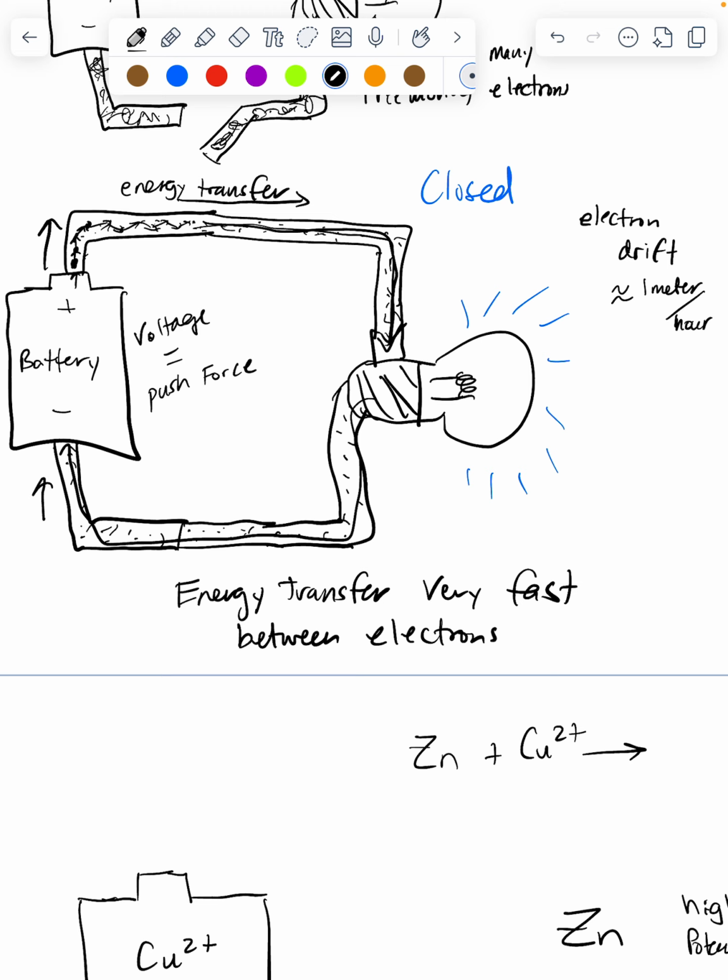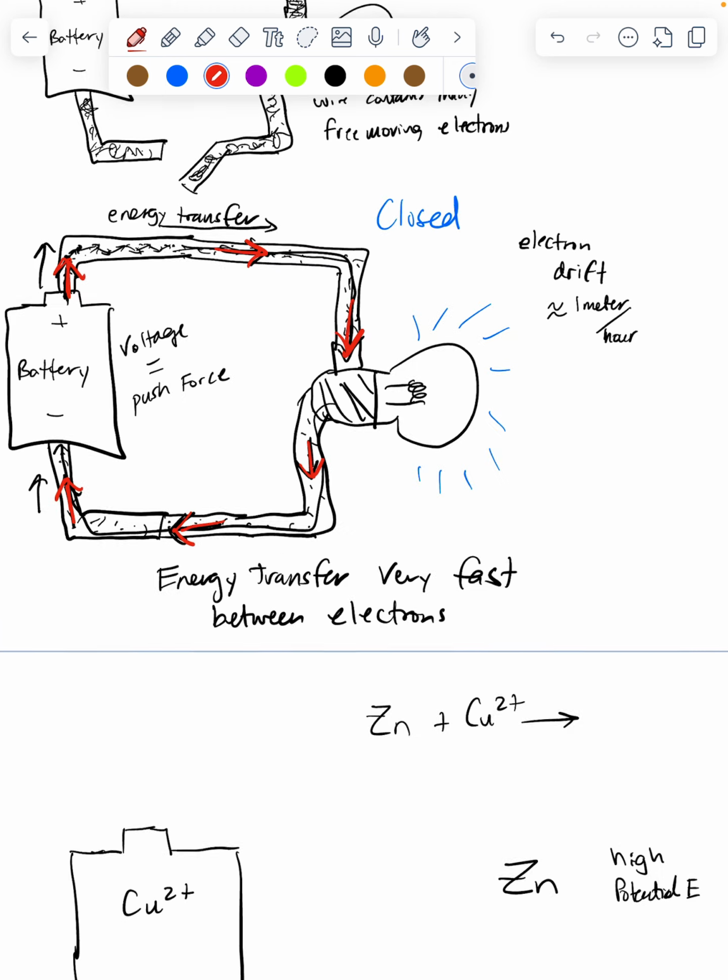So because that push is felt essentially instantaneously, when the push happens at this end, these electrons start moving, then they get pushed by the ones behind them. These electrons start moving, these electrons start moving, these electrons start moving. So the electrons are moving pretty much all at the same time, and that energy transfer is happening basically instantaneously, even though the individual electrons don't move very quickly.